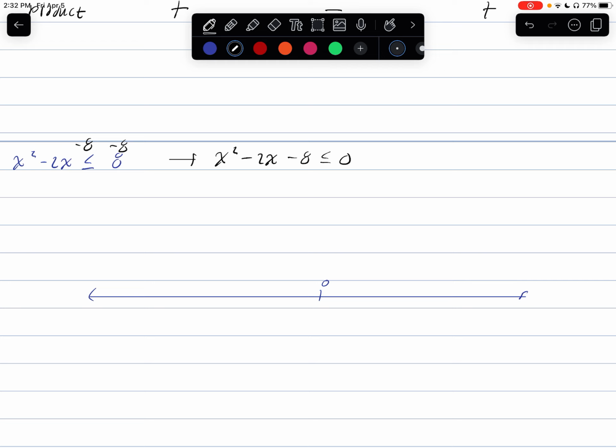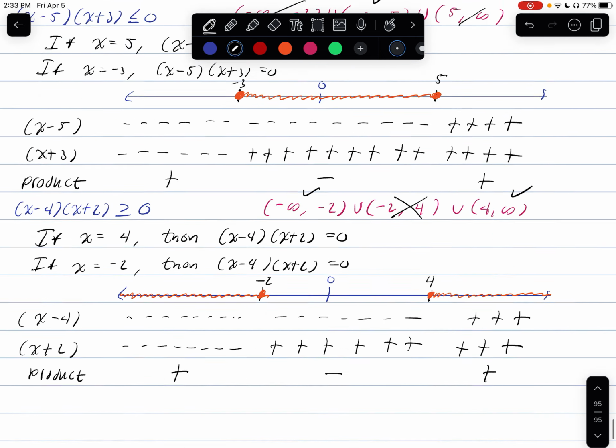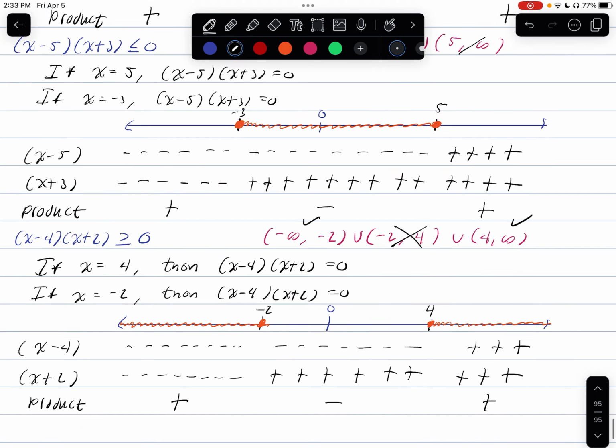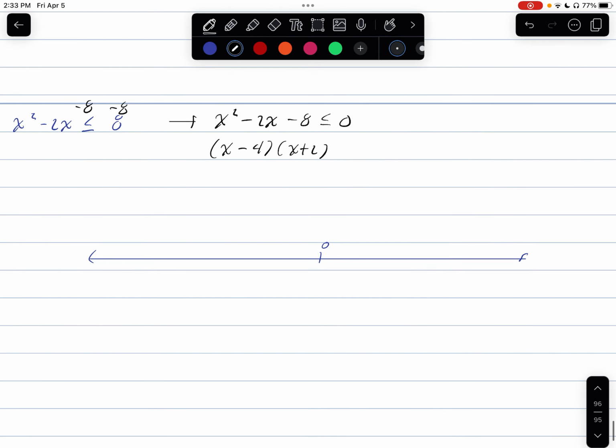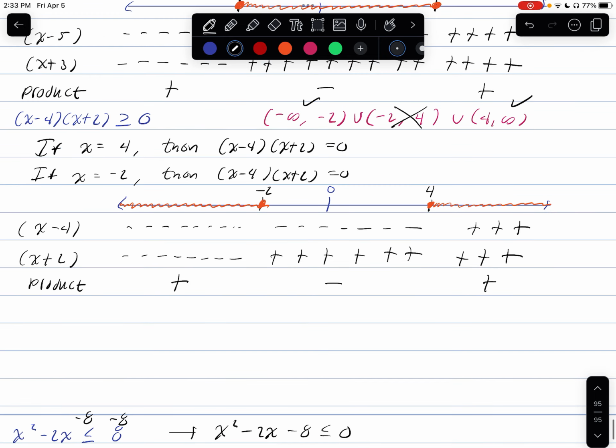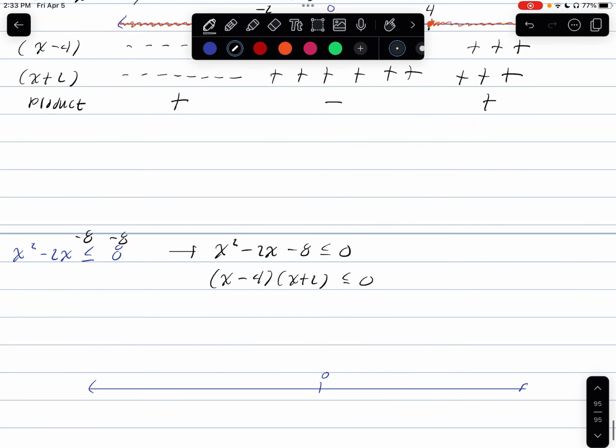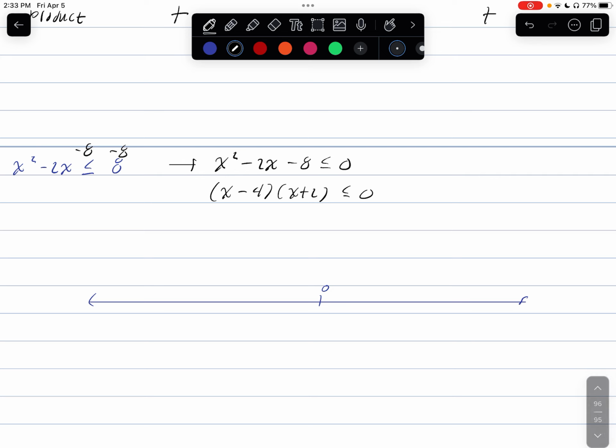Okay, so we need to find two numbers that multiply together to give us negative 8 and add together to give us negative 2. I'm thinking negative 4 and 2 should do that. So we'll have x minus 4, x plus 2. Did we just do that one? No, we did not. Oh, we did. We actually just did this one. So the same principle would apply here, except this is not the same thing. It's slightly different. We're looking for less than or equal to 0, but this is the same factors.